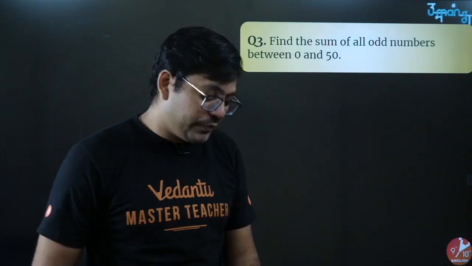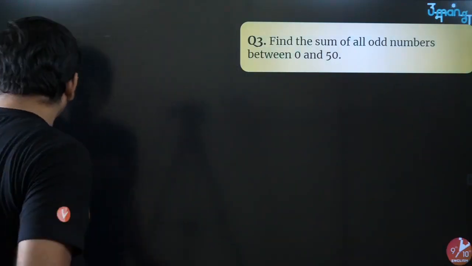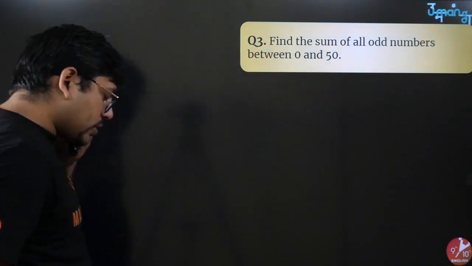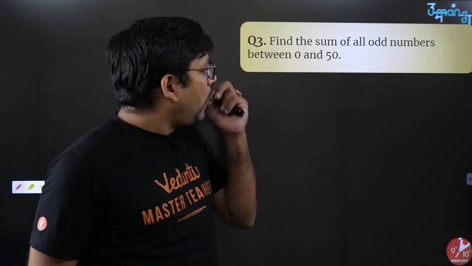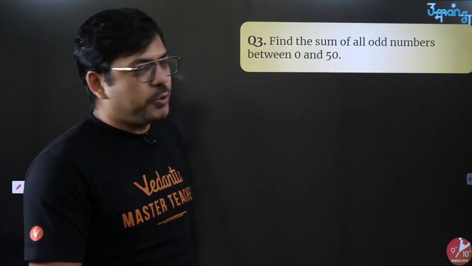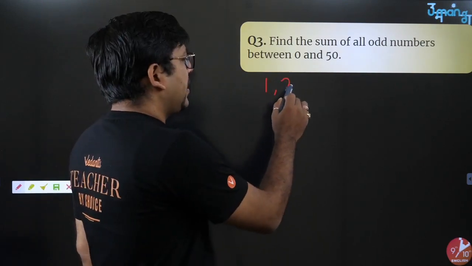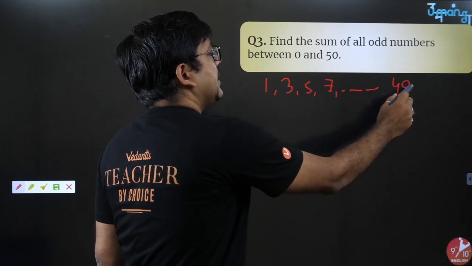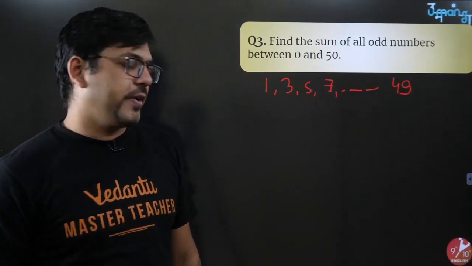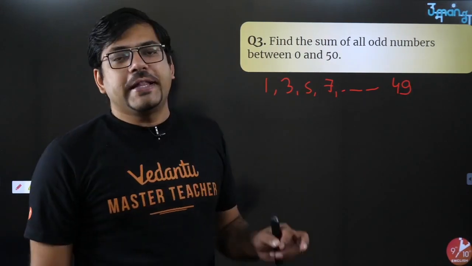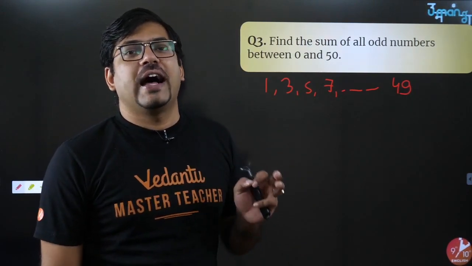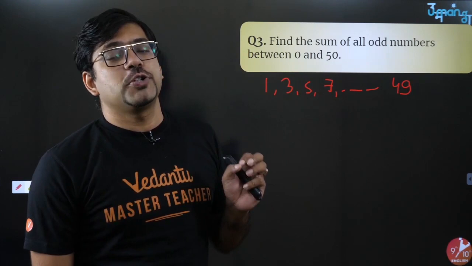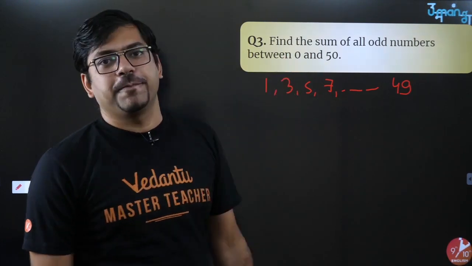Here's the next question for all of you. Find the sum of all odd numbers between 0 to 50. All odd numbers. I hope you know odd numbers start with 1, then 3, 5, 7, and it will go till the last, 49. Who can tell me how many odd numbers you will have here from 0 to 50?